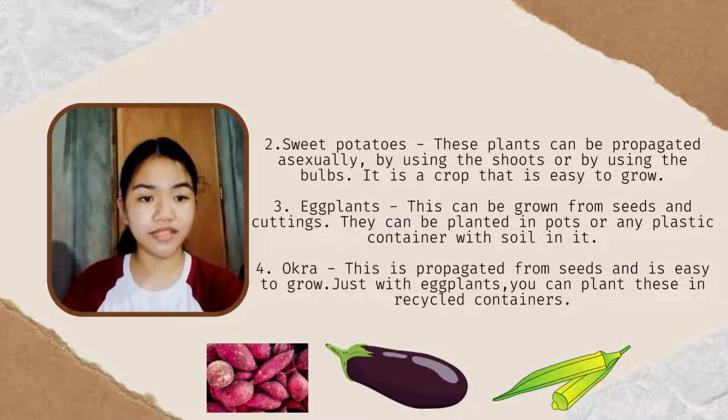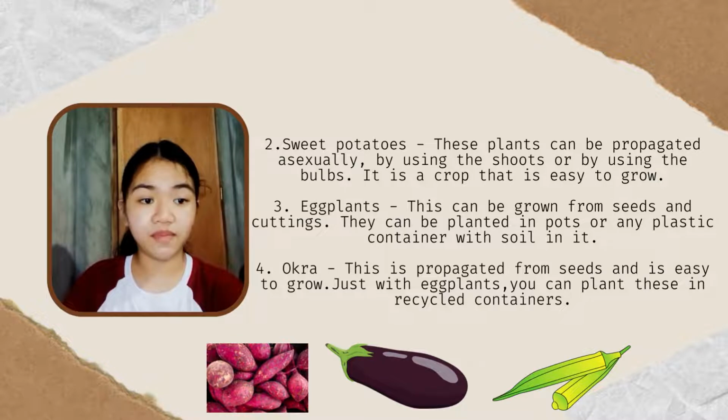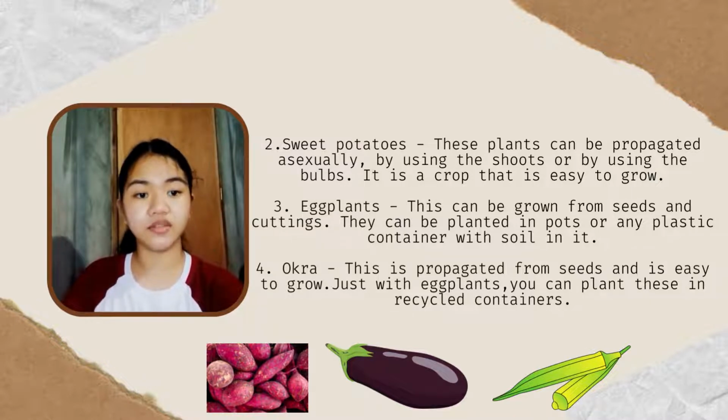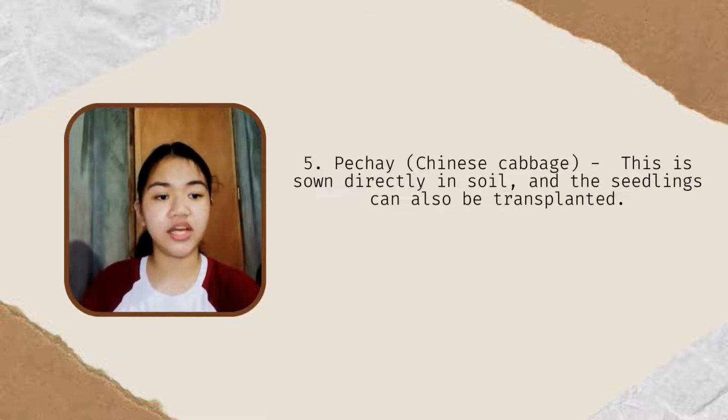Third, eggplants. This can be grown from seeds and cuttings. They can be planted in pots or in a plastic container with soil in it. Fourth, okra. This is propagated from seeds and it's easy to grow. Just as with eggplants, you can plant this in recycled containers. Fifth, pechay, in English, Chinese cabbage. This is sown directly in soil.